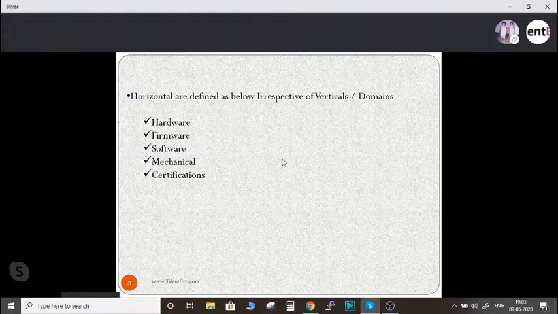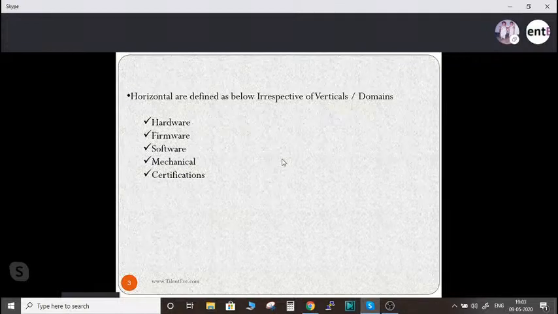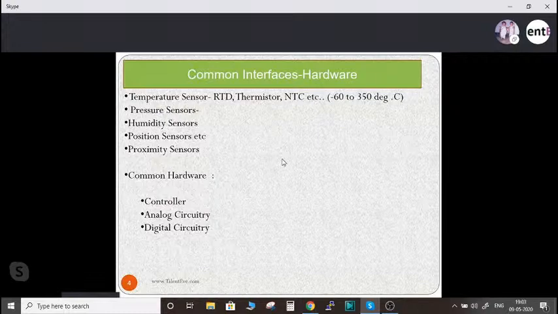I'll be giving you detail on how the interfaces take place and what the commonalities are in the subsequent slides. I'll move to slide number 3, which is about common interfaces. The common interfaces across the hardware are the temperature sensor, pressure sensors, humidity sensors, position sensors, proximity sensors, IR sensors, and whatnot.